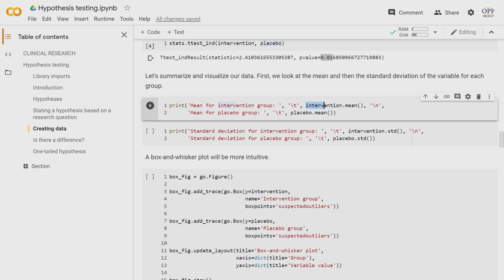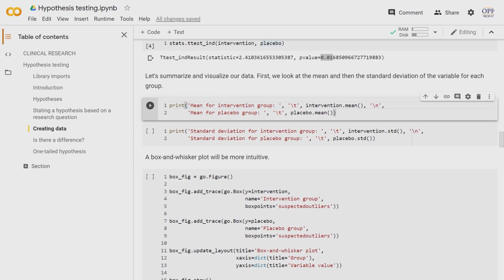So I'm going to say intervention.mean. I use the .mean method for my NumPy array there, and I've just put it into a print statement. If you're interested in how a print statement works, anything I want to print just goes inside quotation marks. Single quotes here I've used, so that becomes a string, comma.